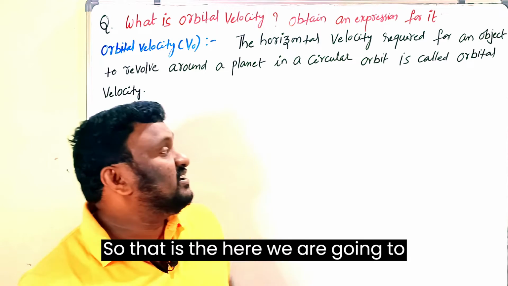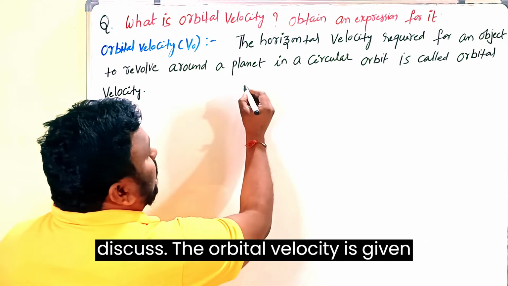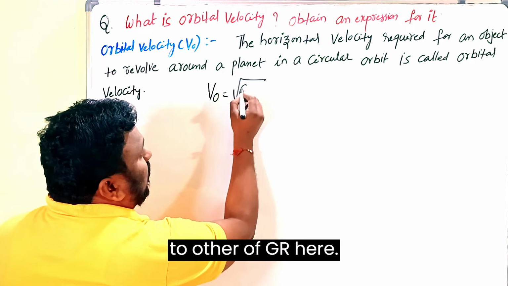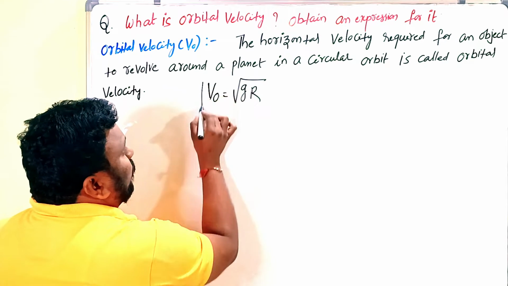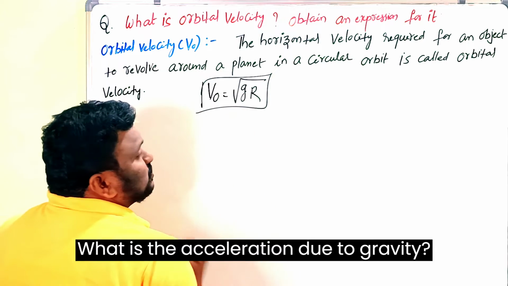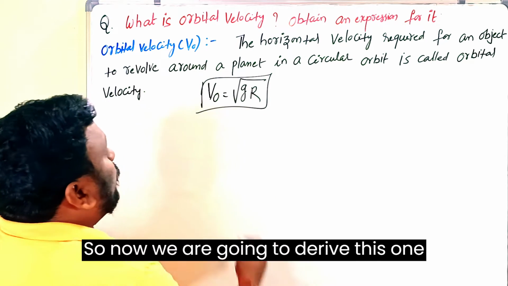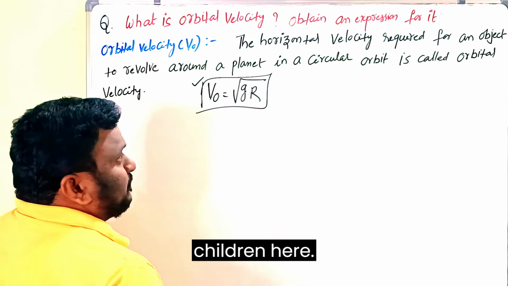The orbital velocity is given by the formula Vo equals under root of gR. Here g is the acceleration due to gravity, and capital R is the radius of the earth. Now we are going to derive this one, children.